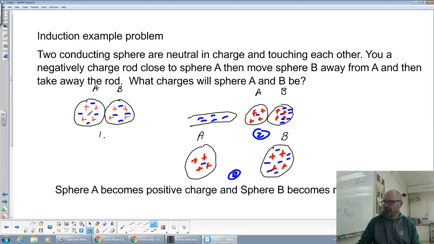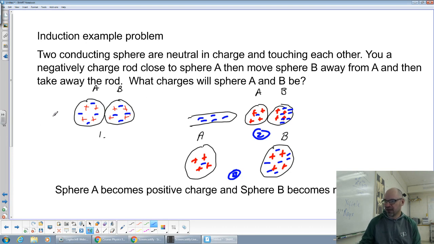So here they were neutral. You bring a negative rod in there. Positives don't move, but the other negatives do: opposites attract, like charges repel. So they're going to get repelled over to the far edge. Unless B was over on this side of A, right? Then A would become negative.